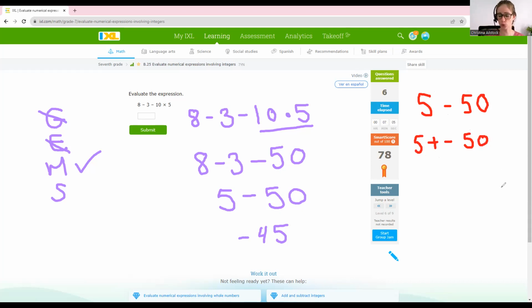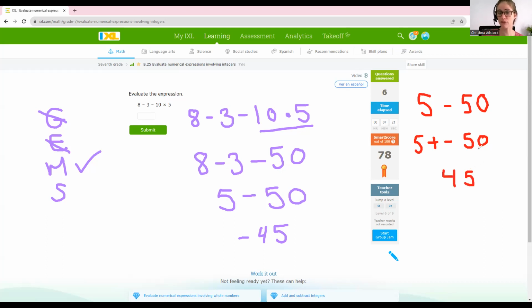And then remember our rules for adding with integers. If the signs are the same, you add and keep the sign the same. If the signs are different, you subtract and keep the sign of the heavier number. So when we subtract, we get 45.